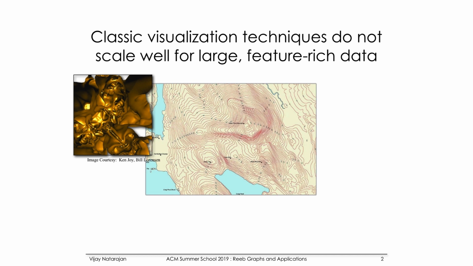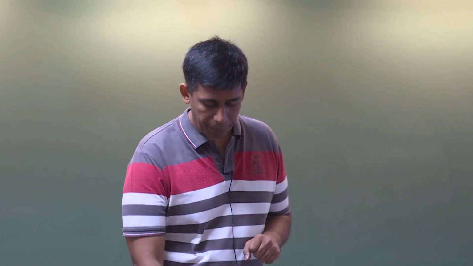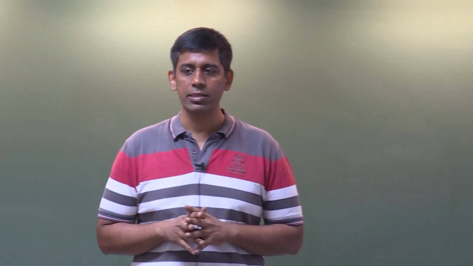This is actually data that comes from a turbulent flow. So these surfaces are very complex, and it's very difficult for us to make sense out of it. Hence, classic visualization techniques do not scale very well as the data becomes larger and becomes rich in terms of features. But there is still value in these classic techniques.